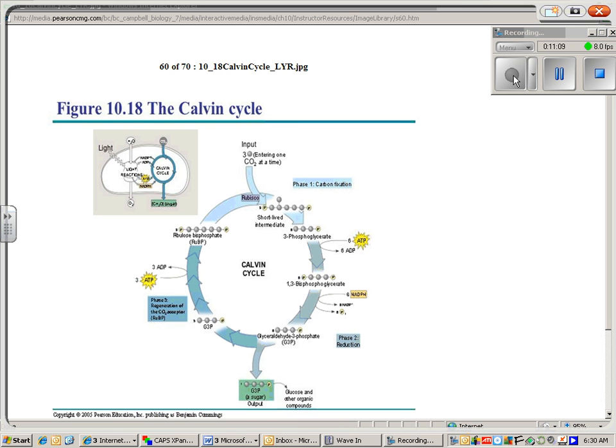Okay, this is figure 10.18 in your book. It looks all very complicated. Okay, the Kelvin cycle has a series of reactions. For this class, we're going to make this pretty simple. What goes in? Well, a plant takes in carbon dioxide. How does it get it? Well, it takes it in through its leaves. There's little pores in the leaves called stomata. We'll talk about those in second semester.